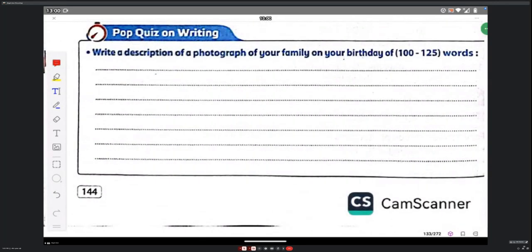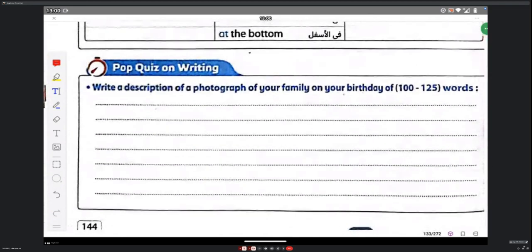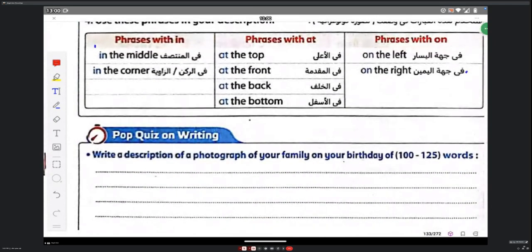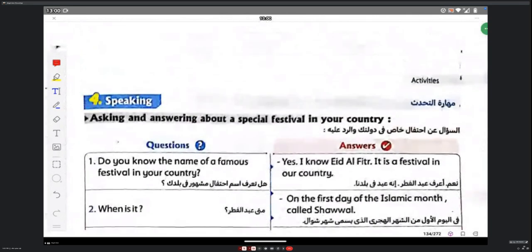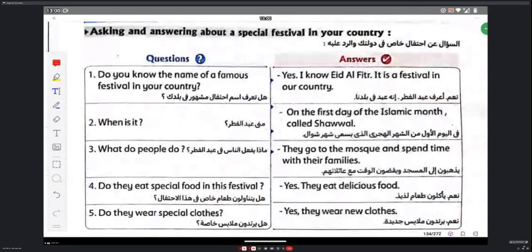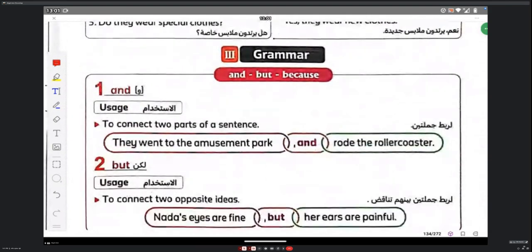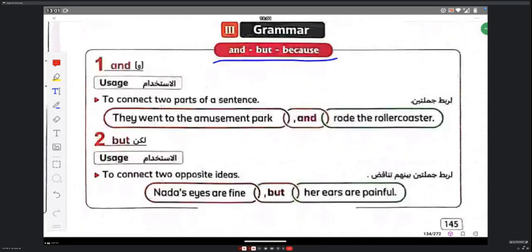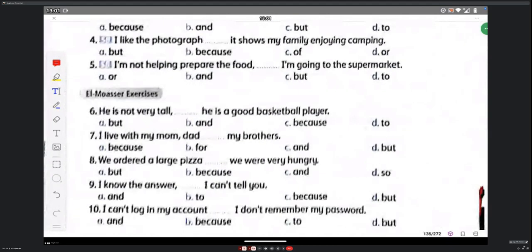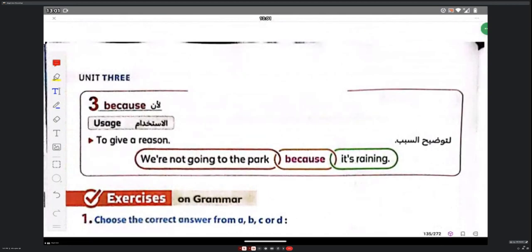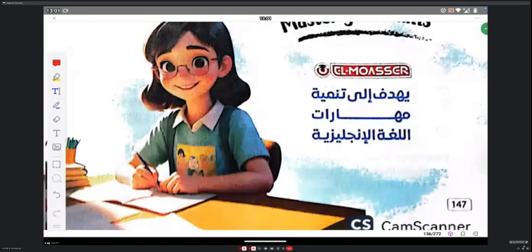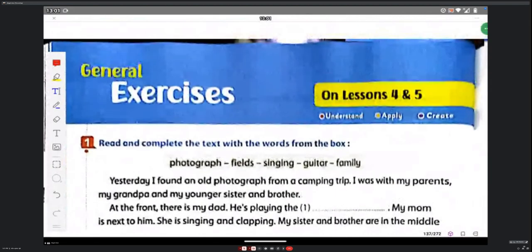Write a description of a photograph of your family on your birthday, of 100 or 125 words. This can be a homework. Okay, can we stop until here? I illustrated and explained but and because, so we are going to take another homework here. Okay, we stopped here.